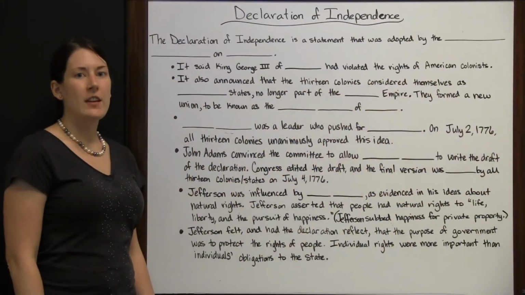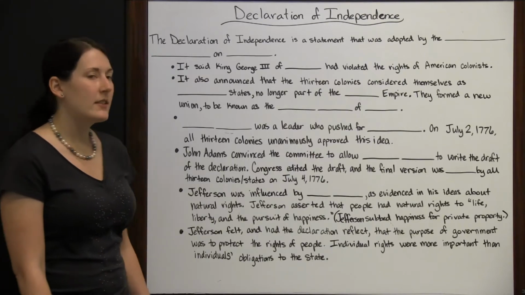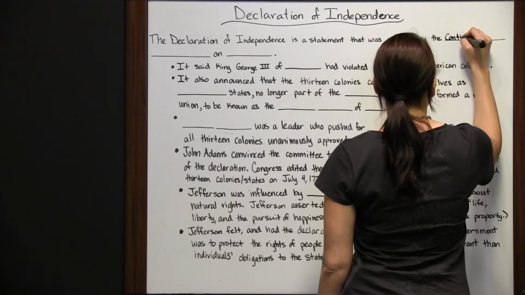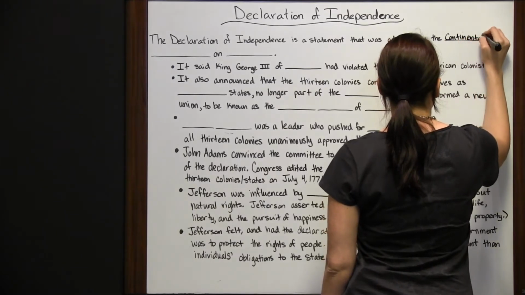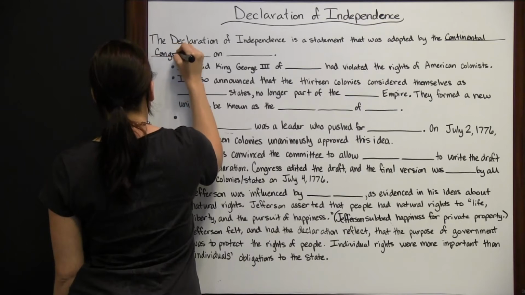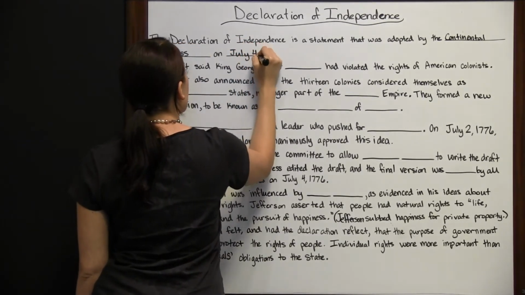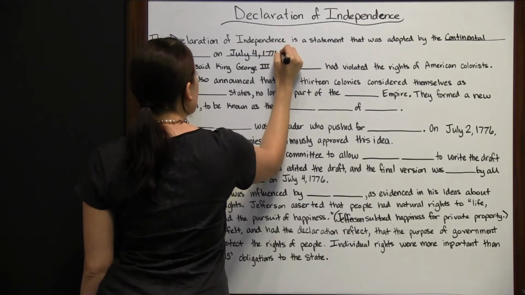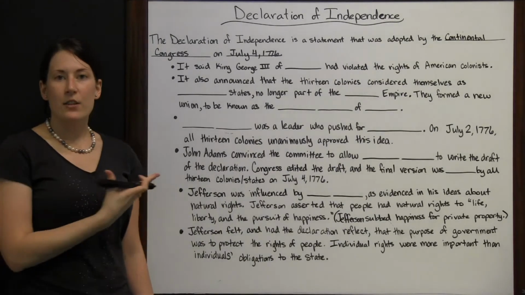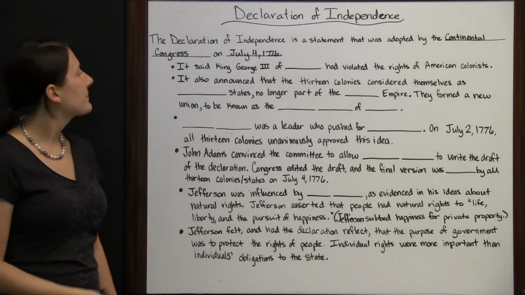The Declaration of Independence. The Declaration of Independence is a statement that was adopted by the Continental Congress on July 4th, 1776, and it was adopted by the 13 American colonies who formed the Continental Congress.